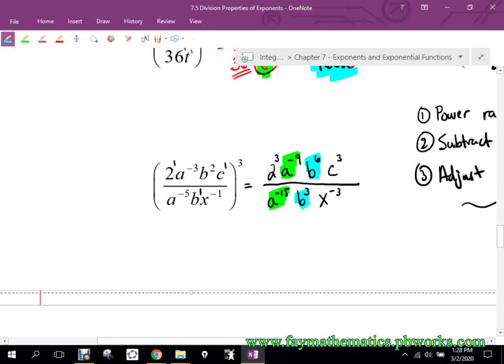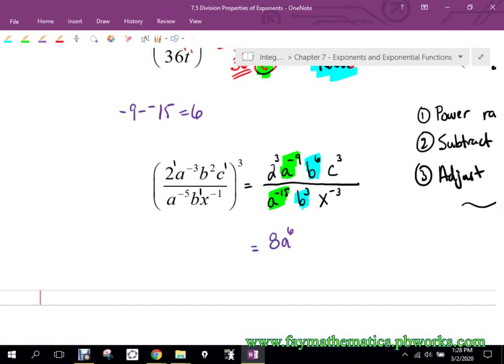All right, so what's 2 to the 3rd? 8. So I'll rewrite that as 8. But now, when I look at the green ones, it's going to be negative 9 minus negative 15, right? What's that turn out to give me? 6. And so that's going to be a to the 6th, right? That right there is the reason why I do division first instead of changing negatives, okay? Because sometimes the subtraction will automatically get rid of negative exponents for me. Does that make sense? So I like to do that first.